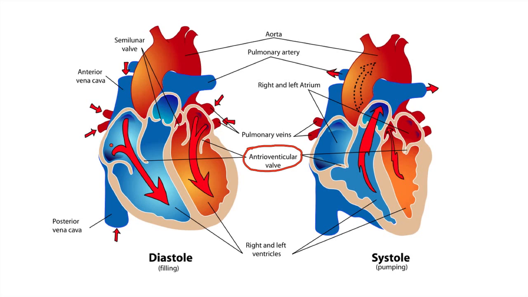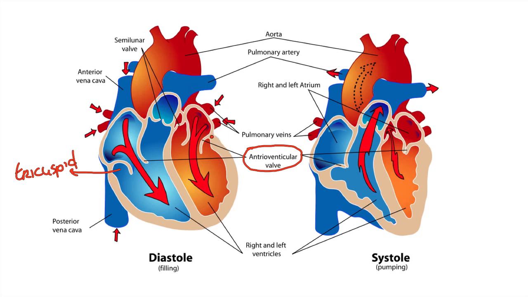Now on the right side, we also call this atrioventricular valve a tricuspid valve, and we call it tricuspid because it has three cusps. In other words, three flaps. You're only seeing two here, but that's because this is a cross section.